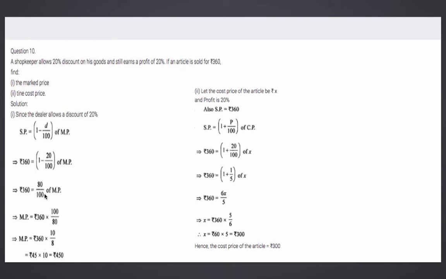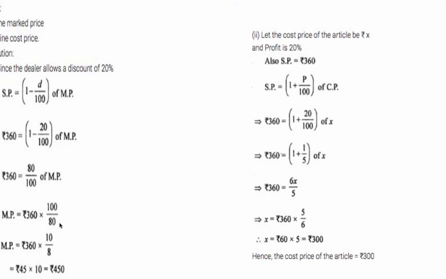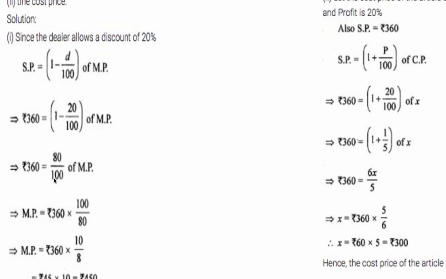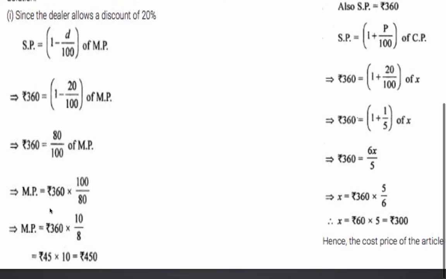Now to find out mark price, what will I do? I'll take this 80 upon 100 on the other side and then it will become reciprocal. So 80 upon 100, when I shift it to the other side, becomes 100 upon 80. Work out the calculation. 0 will be cancelled with 0. 10 upon 8. So calculate it. It comes out rupees 450.